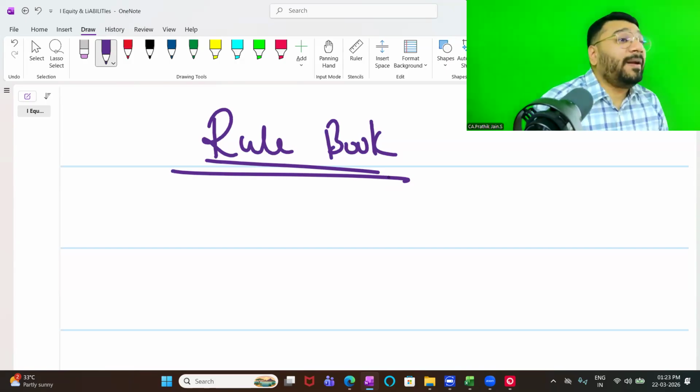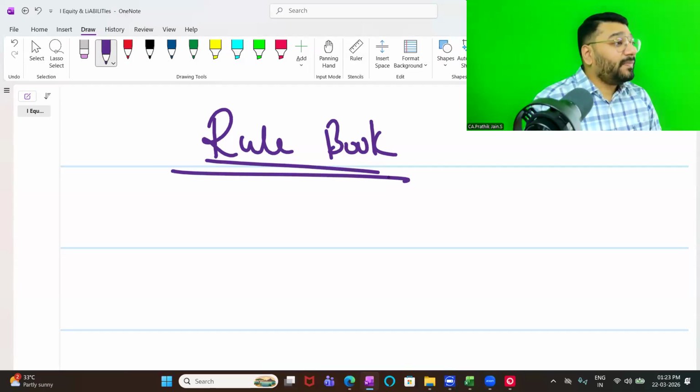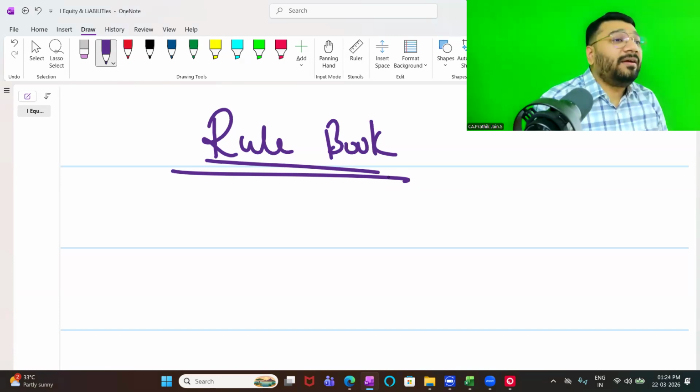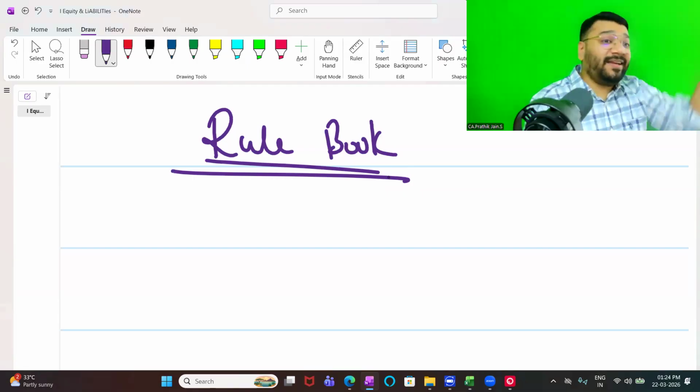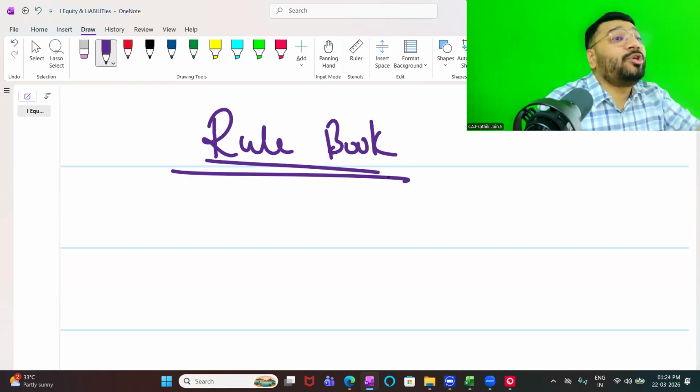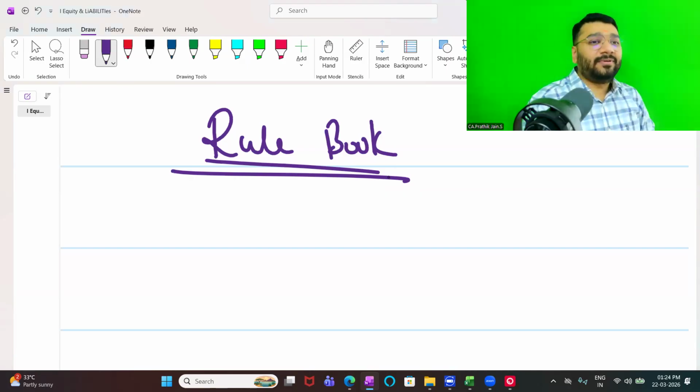After partnership in 1932, what came, Companies Act 1956 came. That act is now abolished and we have something called as Companies Act 2013. After that, Income Tax Act 1961 came. Now that is abolished and new act has come now, which is Income Tax Act 2025, already implemented.